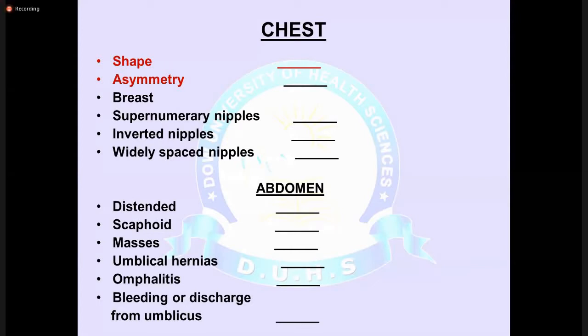Tummy examination is important because of the umbilical cord. So look at the shape, whether it is distended, scaphoid shape, or any mass felt in the abdomen, any congenital mass or some problems. Look at the umbilical cord, umbilical hernia, omphalitis, omphalocele, any bleeding or discharge from the umbilicus. You do the thorough clinical inspection and examination of the abdomen of the newborn.